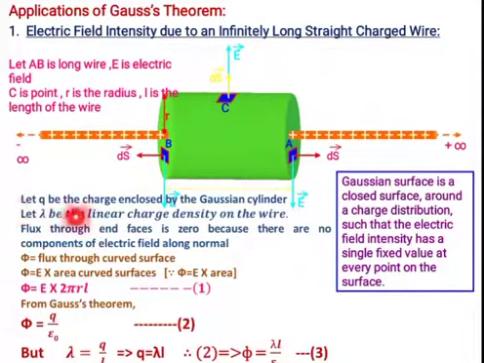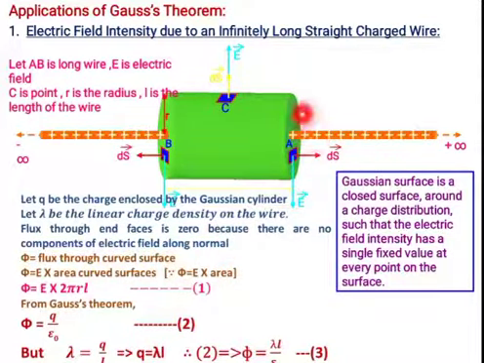Now let us consider Q is the charge enclosed by the Gaussian cylinder. So here charges are enclosed. Let lambda be the linear charge density on the wire. Just now we discussed linear density: if we consider the conductor as a wire, then the charges are distributed along it. That is linear charge density, denoted by lambda. Flux through the end faces, this is one end face, this is another end face, is 0 because there are no components of electric field along the normal.